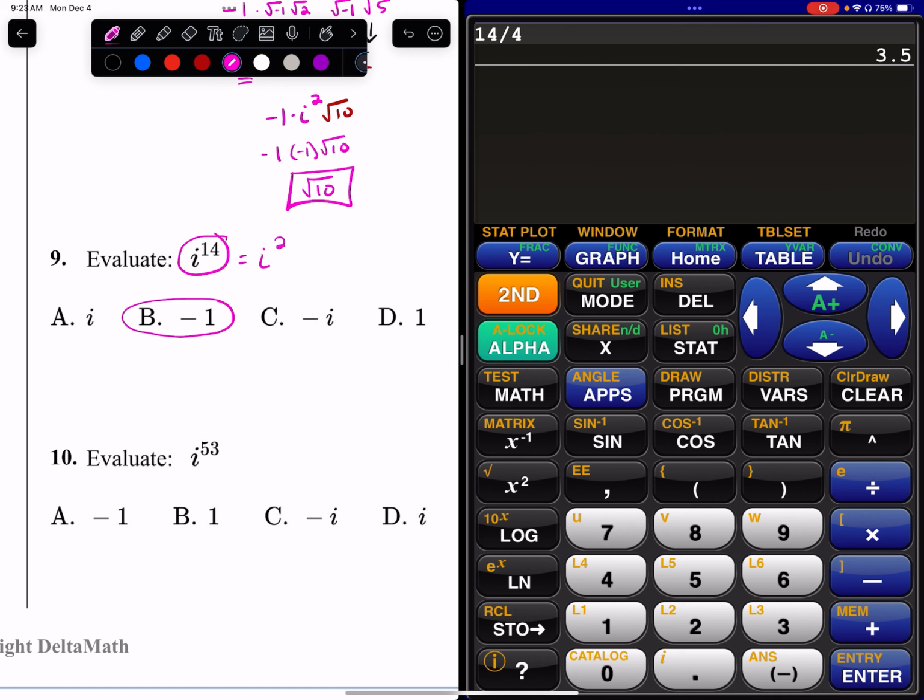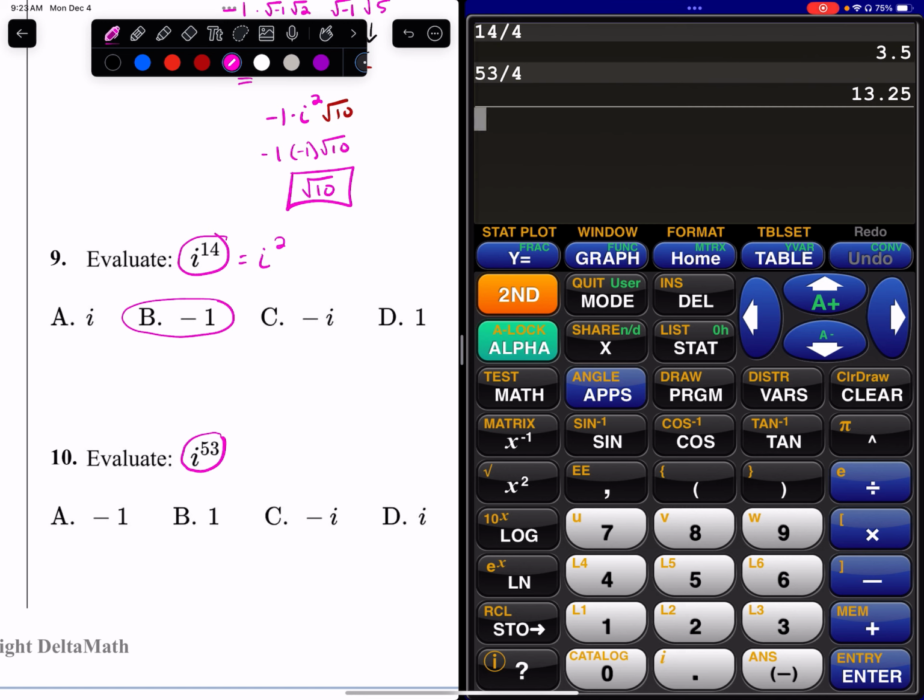Right, i to the 53rd power. What exactly is that? Well, if I do 53 divided by 4, I'm going to get a remainder of 1, or 0.25. Now 0.25 just means it's i to the first power. Think of it as 1/4, 2/4, and 3/4. So i to the first power is really just the number i.